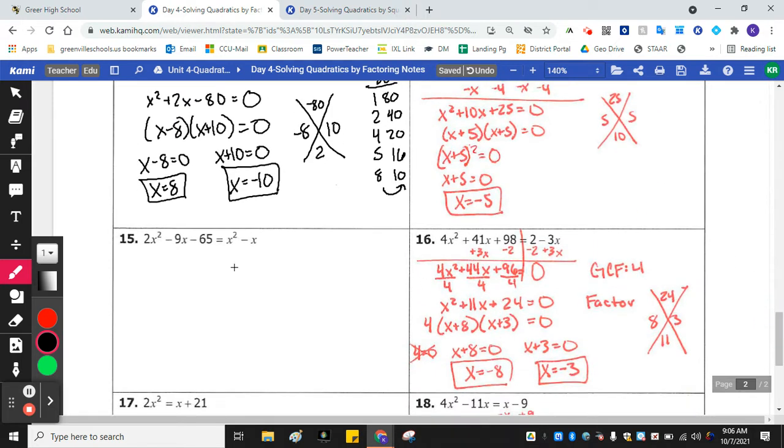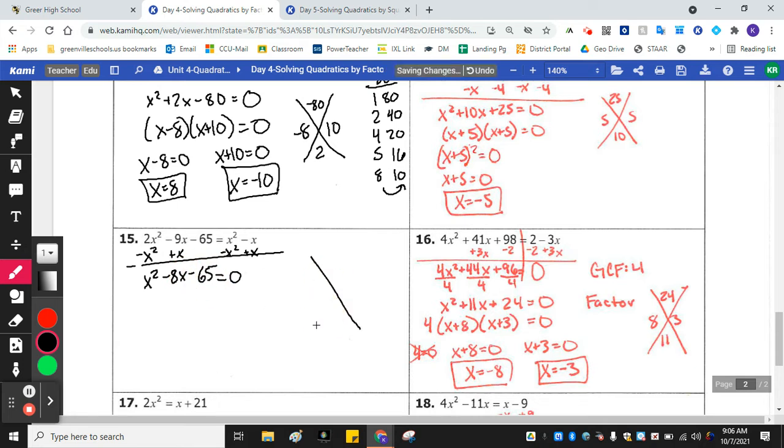Two more. Get everything on the side of x squared. If you can make x squared positive, do that. Add over x over x squared. Line it up, makes your life easier. So that equals 0. X squared, oops, minus 8x minus 65.